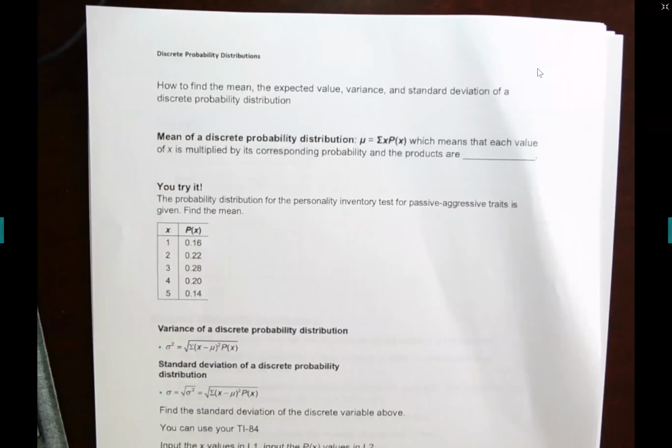If you have a question with a table and you're asked to verify whether this is a probability distribution or not, you check and make sure that each probability is between 0 and 1, and you add the probabilities and you make sure it is 1. If it's not 1, then it's not a probability distribution.